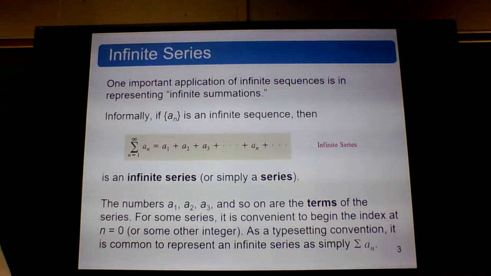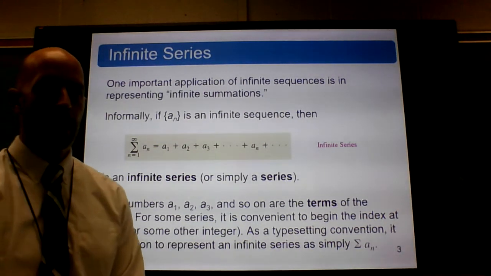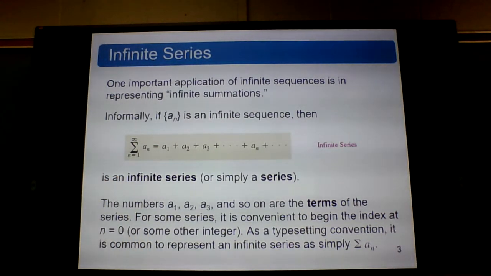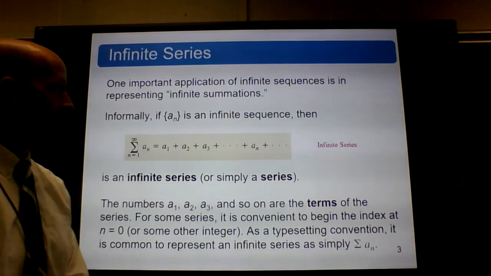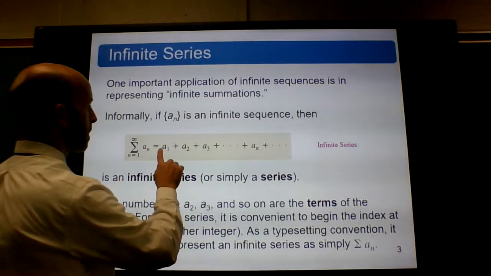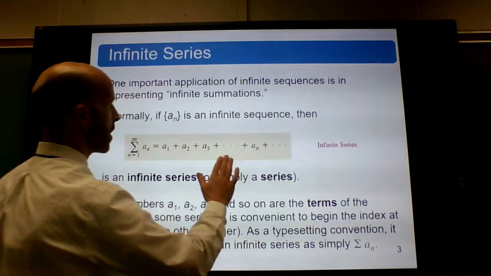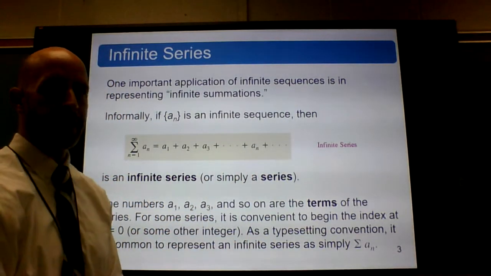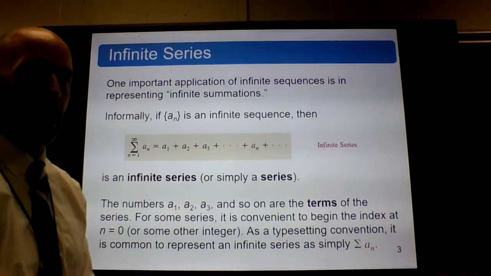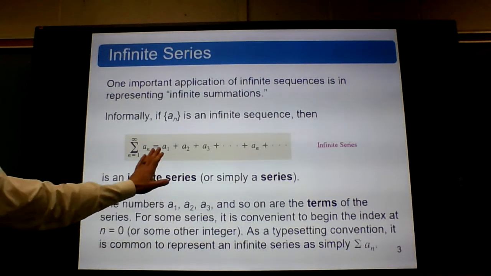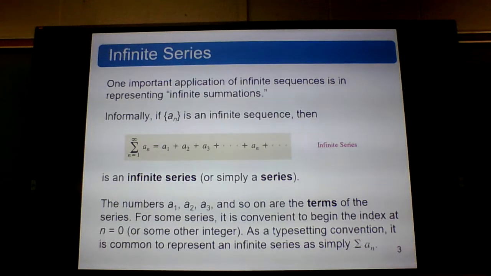One important application of infinite series is that it represents an infinite summation. So in section 8.1, we looked at what we call sequences. And so a series is the summation of terms in a sequence. And if we're talking about an infinite series, then we're talking about a sum of infinitely many things, which in some ways seems like that can't be done, but we're going to actually find out that it can. In fact, you'll many times just hear me refer to it as a series instead of an infinite series. The numbers a1, a2, and a3 are the terms of the series.